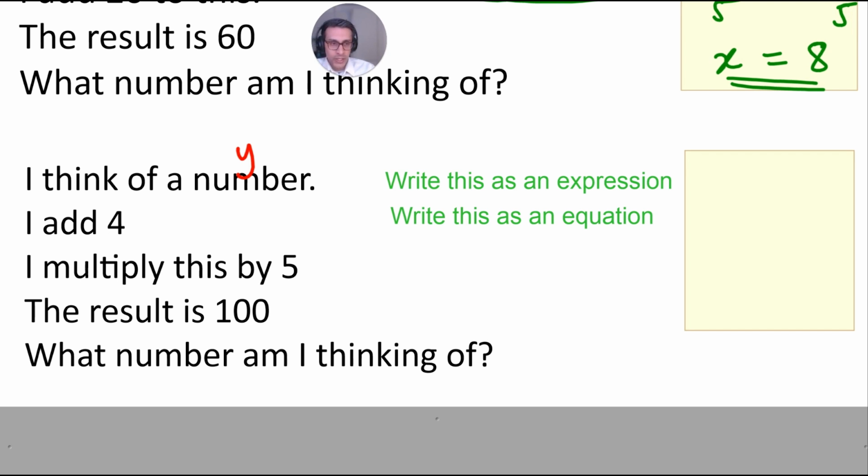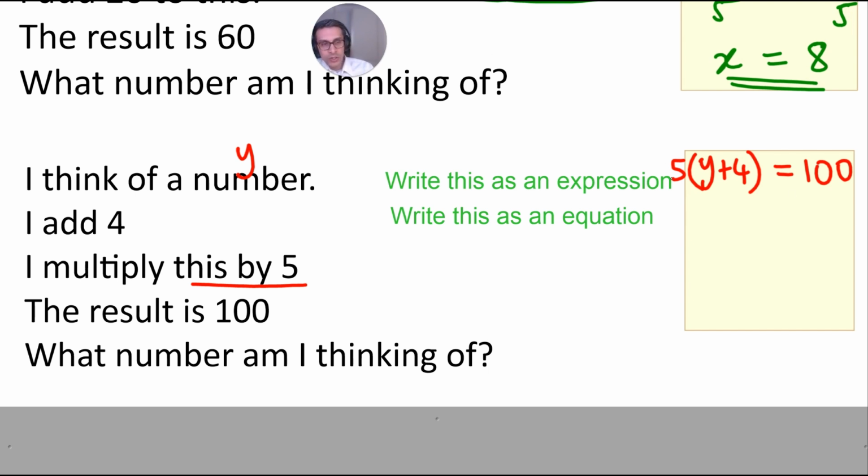Okay, so 4 is added to y, so this becomes y plus 4. That whole thing is multiplied by 5, so we need to put a bracket around it and put a 5 on the outside, because it's 5 lots of y plus 4, and the result is 100. So that's our equation that we now need to solve. And if you're not sure how to solve these equations, you need to watch the playlist on solving equations.